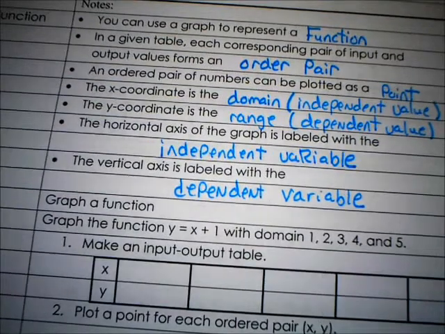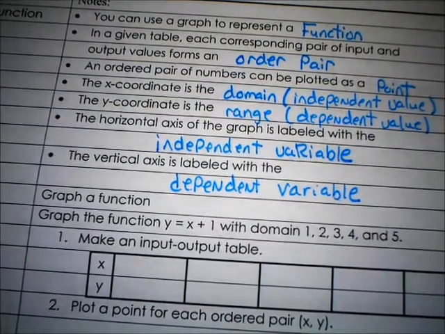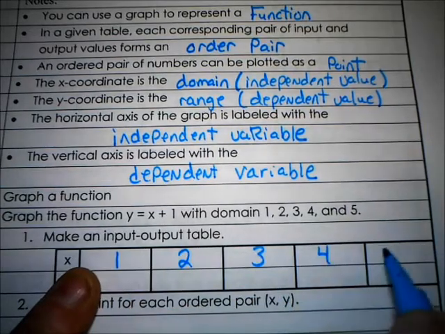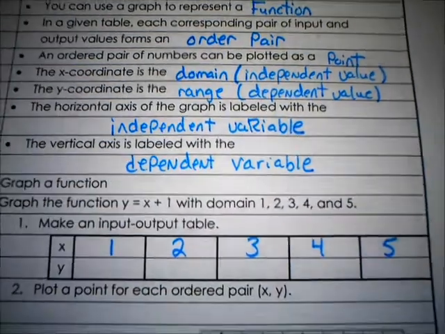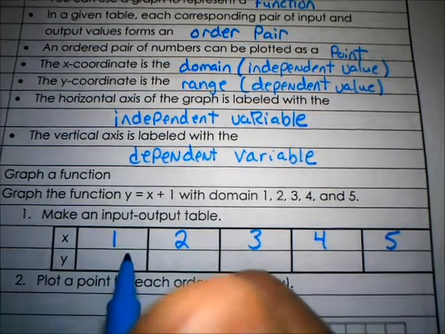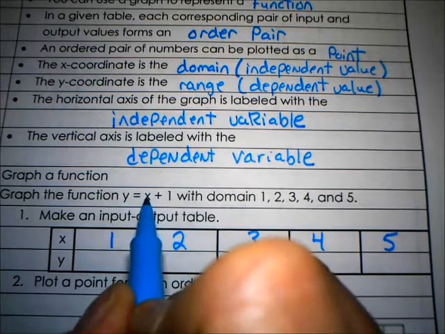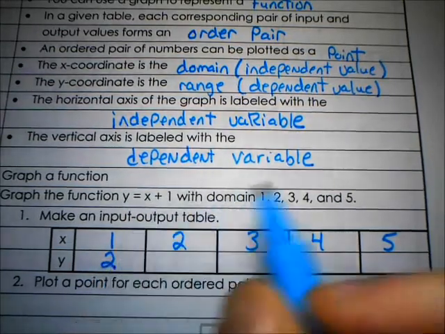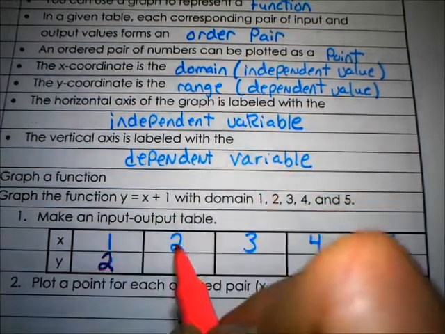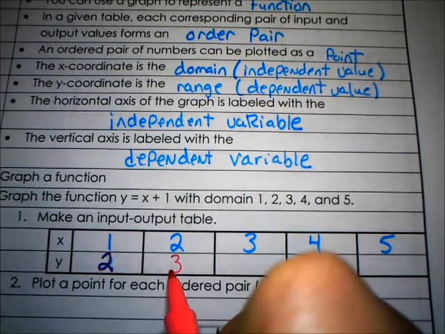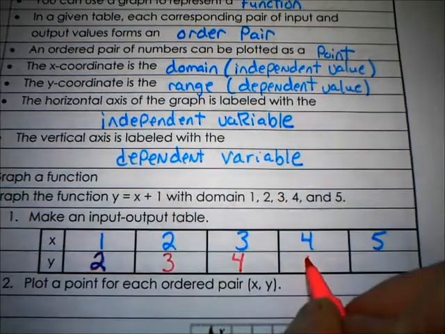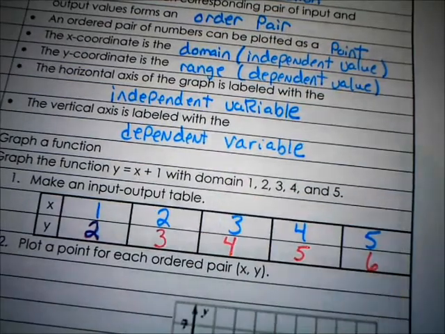Okay, so we're going to graph the function, for example, number 1. It says graph the function y equals x plus 1 with a domain of 1, 2, 3, 4, 5. So in my table, I'm going to do 1, 2, 3, 4, and 5. If I plug in the 1 for x, 1 plus 1 means my y would be a 2. If I plug a 2 in, 2 plus 1 would be a 3. And if I plug in a 3, 3 plus 1 would be a 4. 4 plus 1 is 5, and 5 plus 1 is 6.